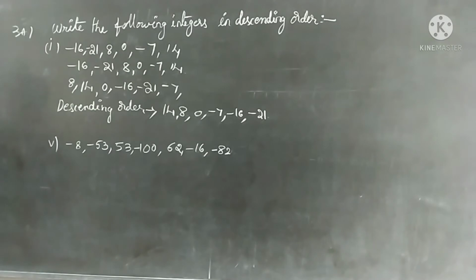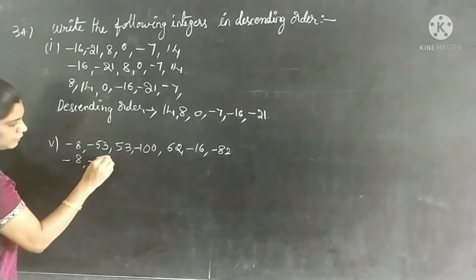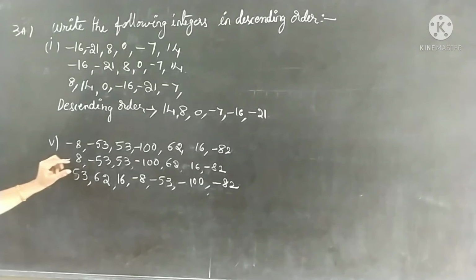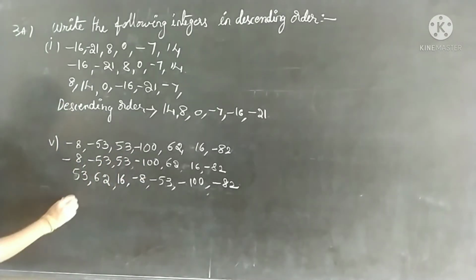Understood? Now see the next one. First write down the given numbers. Minus 50. All the positive numbers first, and after that I have mentioned the negative numbers. Now we have to write the descending order. Write down.